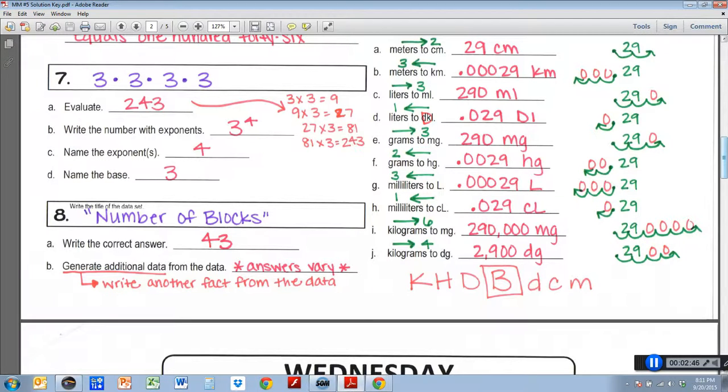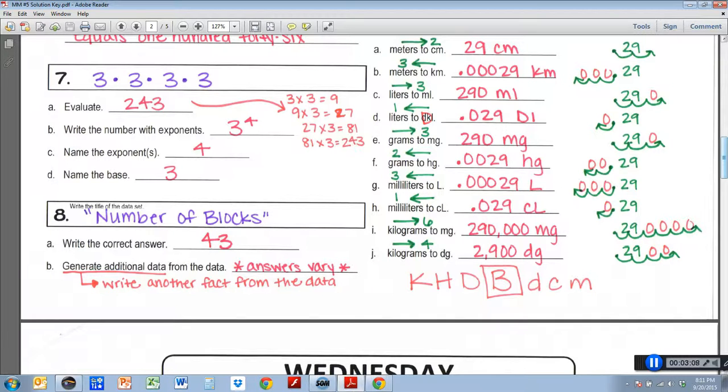And actually, I went a little too far on mine, so I'd like for you to fix this, please, on your paper. Don't look at what I've written. Listen to what I'm saying. I did not need to multiply by 3 that third time, so the answer is not 243. The answer is 81. So I was just a little bit confused when I made this key, but I figured it out now.